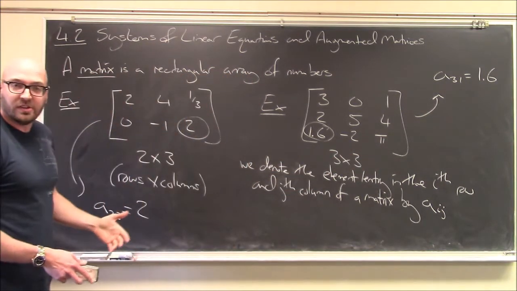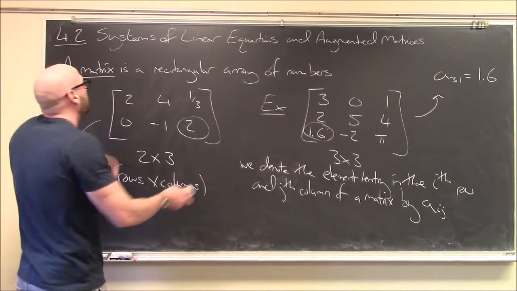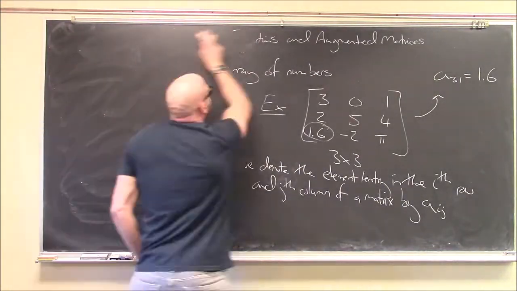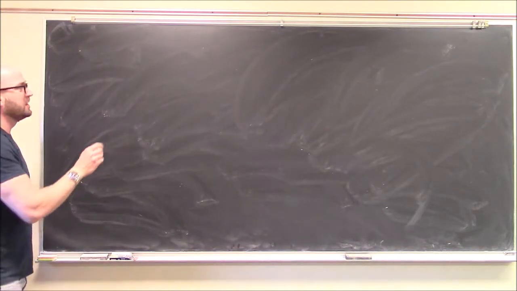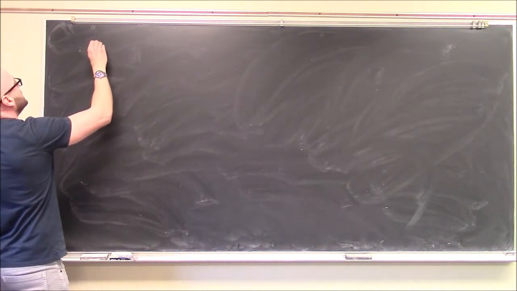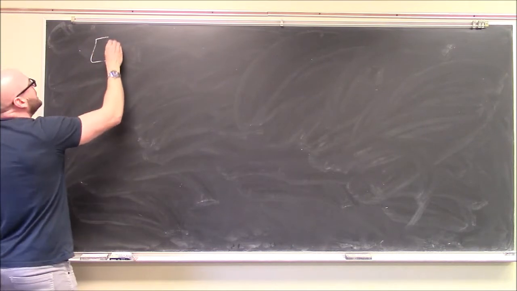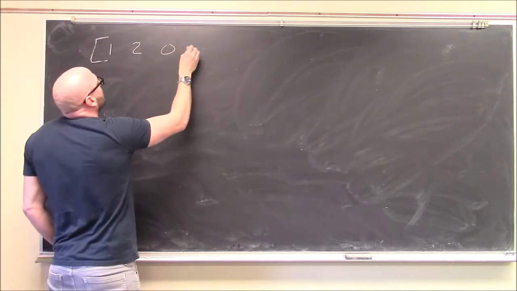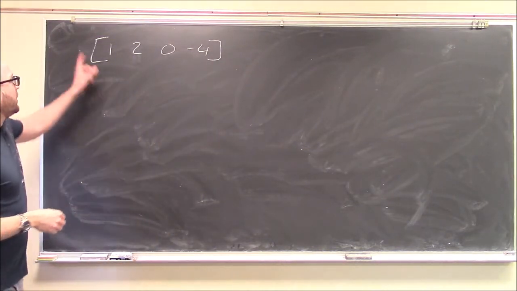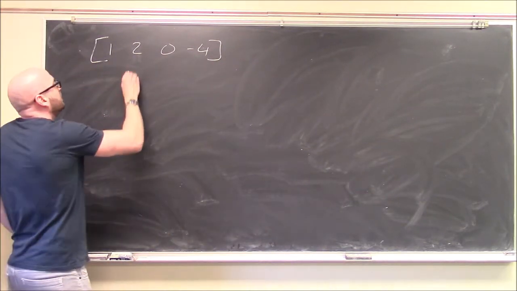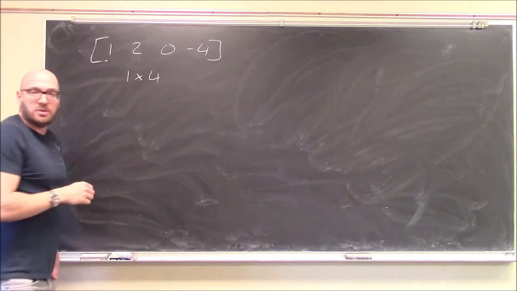So this is a matrix, and I'm going to tell you what we're going to do with matrices in this section. Well, actually, I got a little bit ahead of myself. There's one more thing I want to tell you, just a little bit more notation. Here's a matrix, 1, 2, 0, minus 4. What size is this? It's got 1 row, 4 columns, so this is a 1 by 4 matrix.